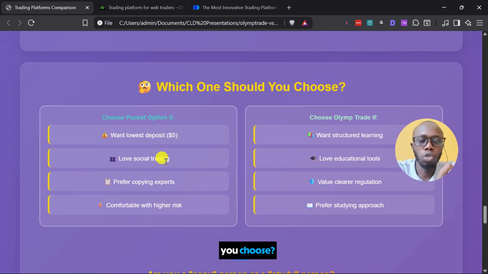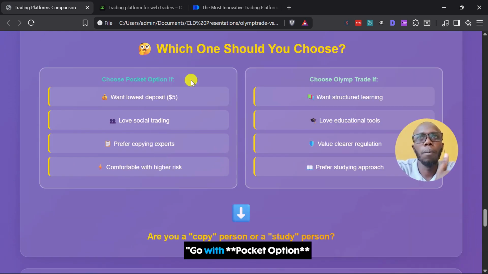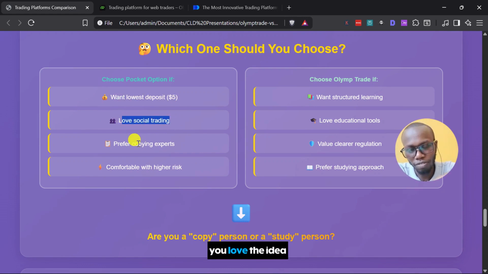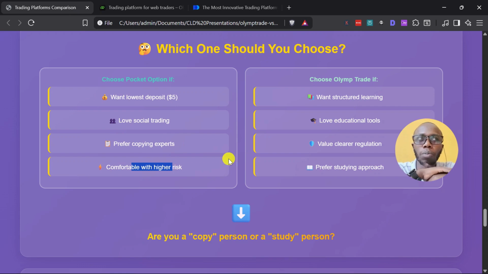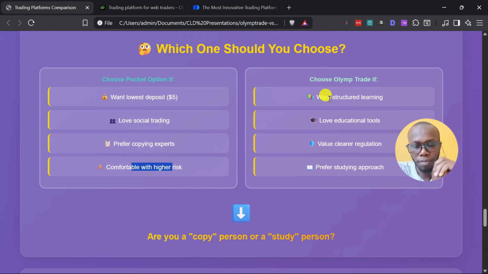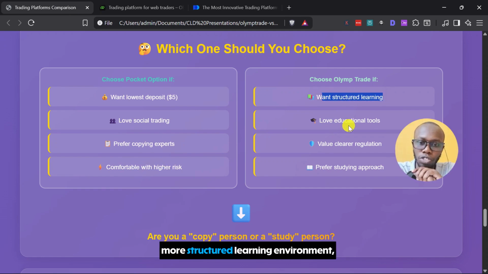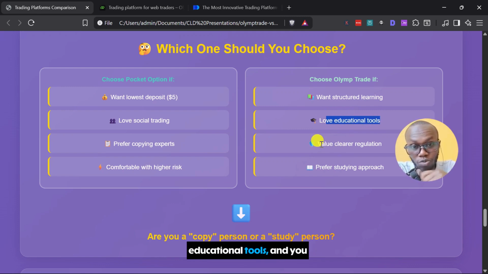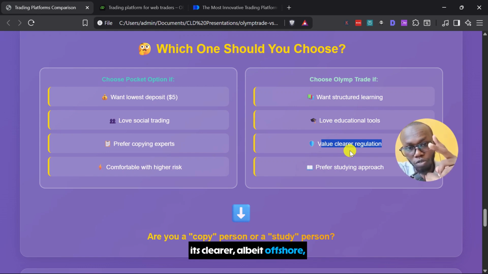So which one should you choose? Let's recap. Go with Pocket Option if you want the absolute lowest starting deposit, you love the idea of social trading to copy experts, and you're comfortable with the higher risk that comes with its regulatory status. Go with Olymp Trade if you prefer a more structured learning environment, you want access to a huge library of educational tools, and you value the peace of mind that comes with its clearer, albeit offshore, regulation.